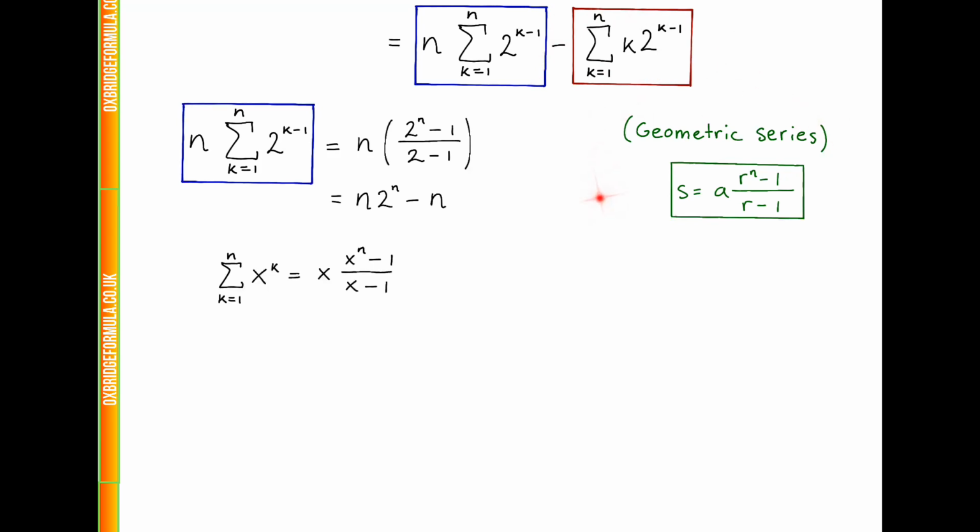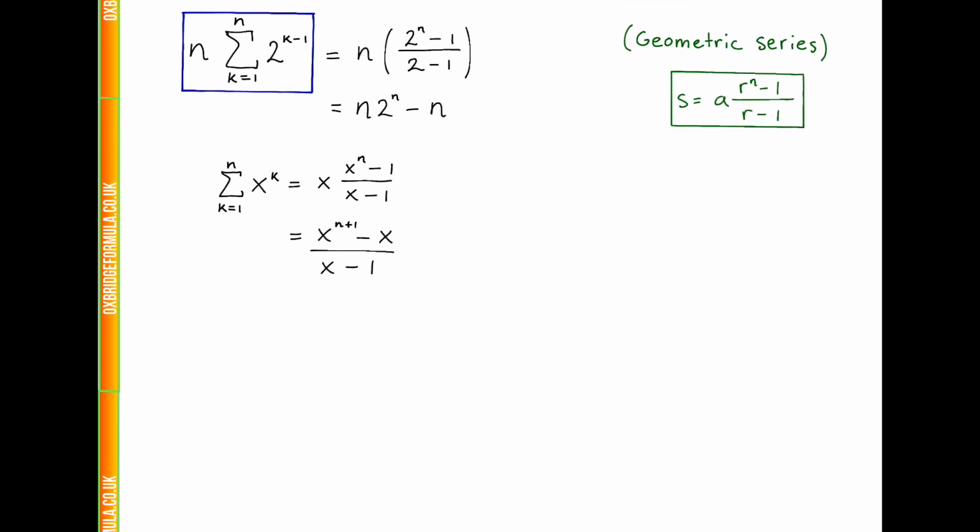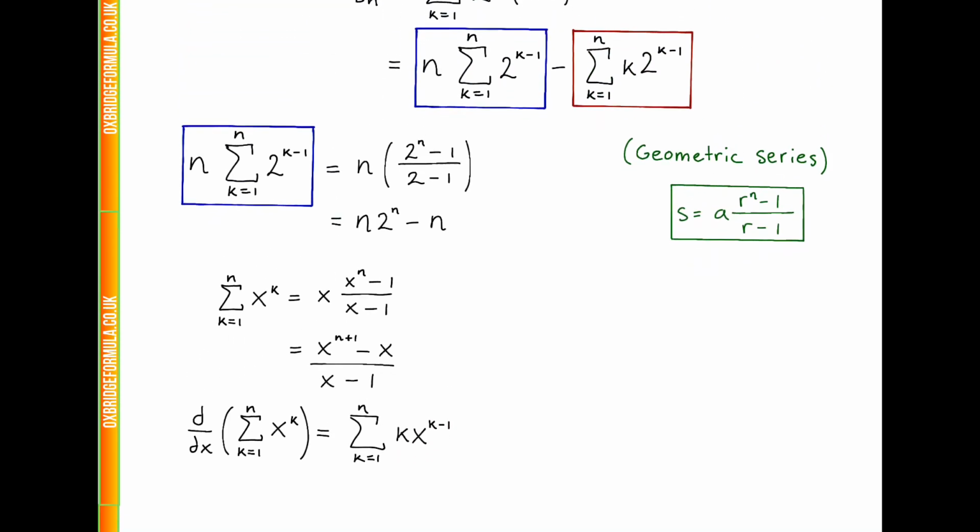By using our geometric series again, we find the sum from k is 1 to n of x to the k is x to the n minus 1 over x minus 1. We can bring the x inside the fraction to give x to the n plus 1 minus x all over x minus 1. Now, let's write down what we said before about differentiating this sum. Differentiating each term separately, we get the sum from 1 to n of kx to the k minus 1. How can we use this to evaluate our sum in the red box?